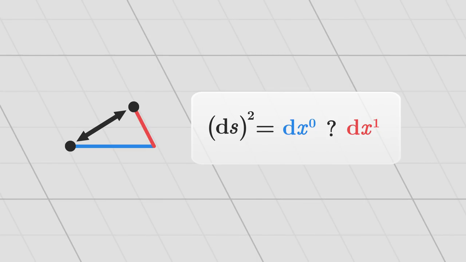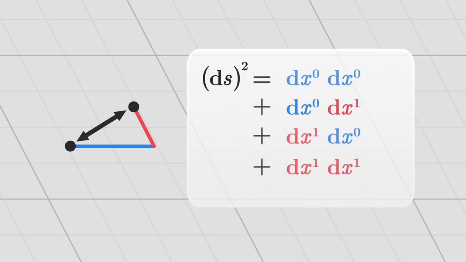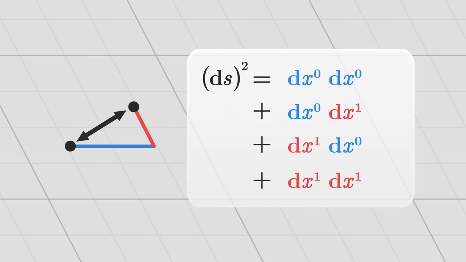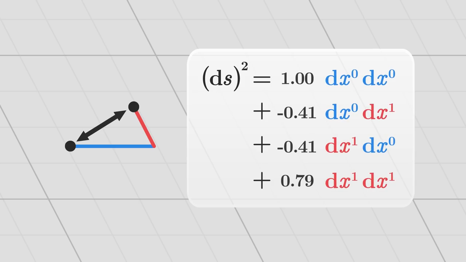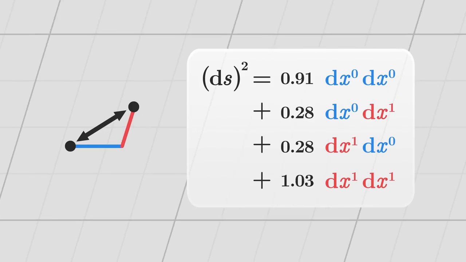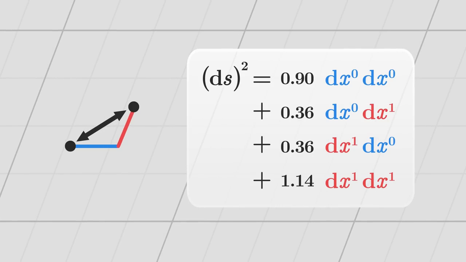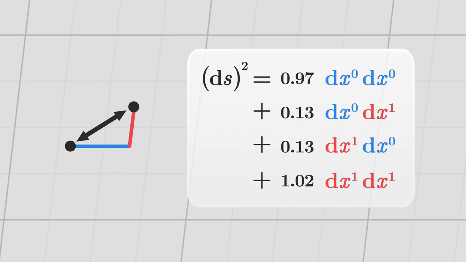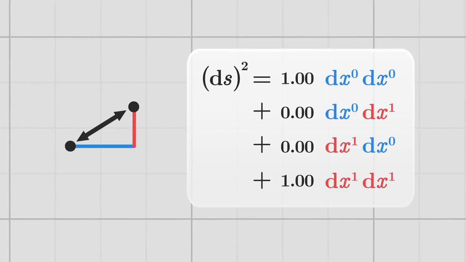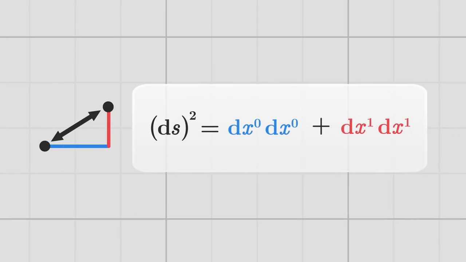Generally, the square of the distance can always be written as a sum of all possible combinations of 2 sides, multiplied by some numbers. These numbers depend directly on the shape of the grid. In the special case where the lines form squares of side 1, the coefficients are respectively 1, 0, 0, and 1, which brings us back to the Pythagorean theorem.